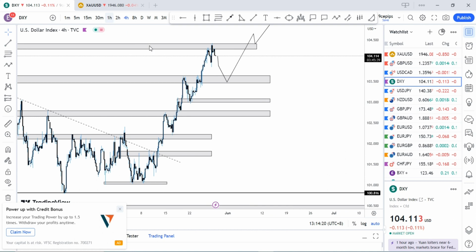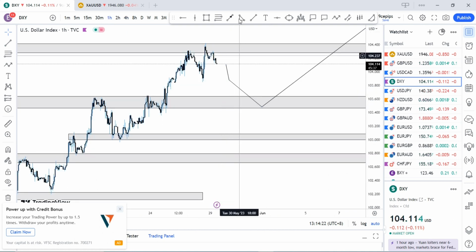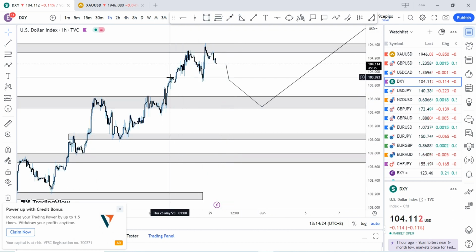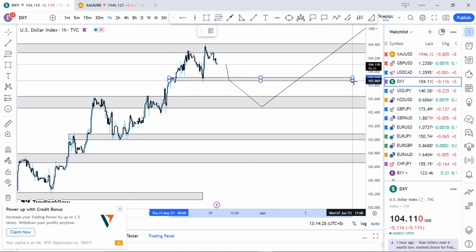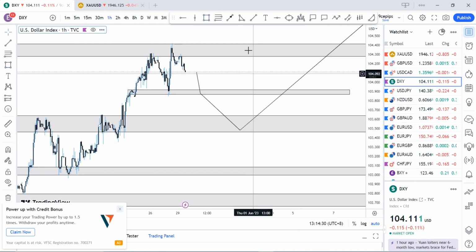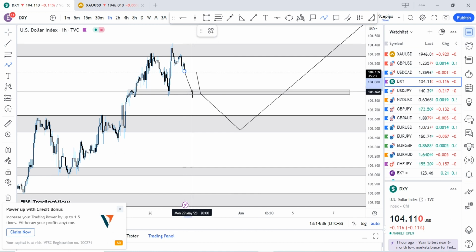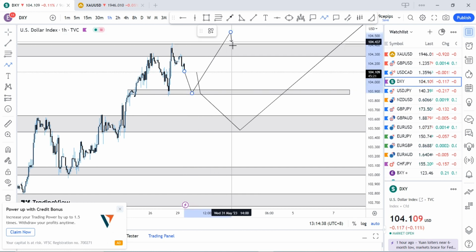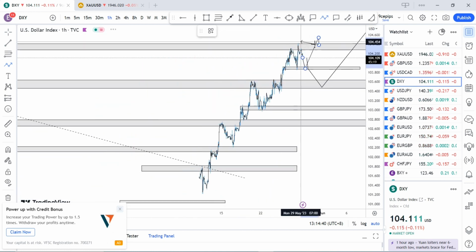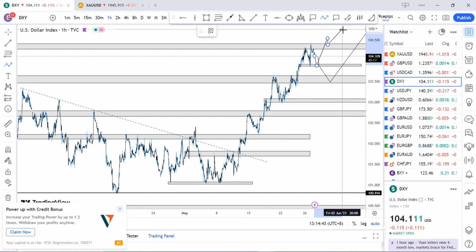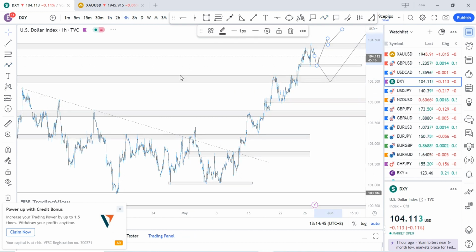For the DXY, let's go to the 1 hour time frame. We could actually see there's a region here. Okay, so if that region is going to hold, then this is what we'll get: a continuous pullback to these regions here, and then a direct break and retest of these regions. Then we'll continue to the upside. Okay, so let's go back to the 4 hours time frame.